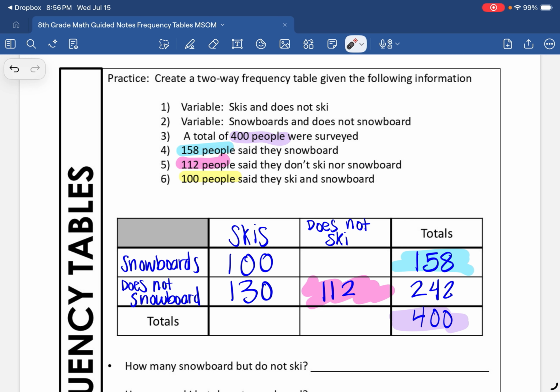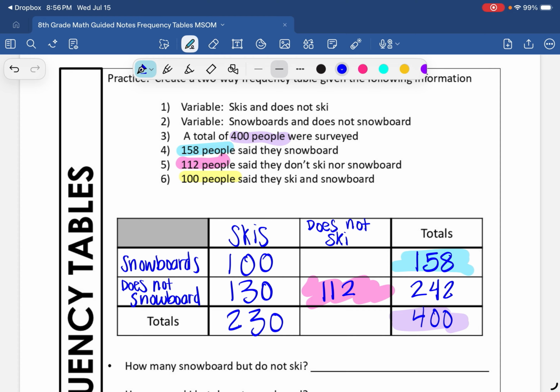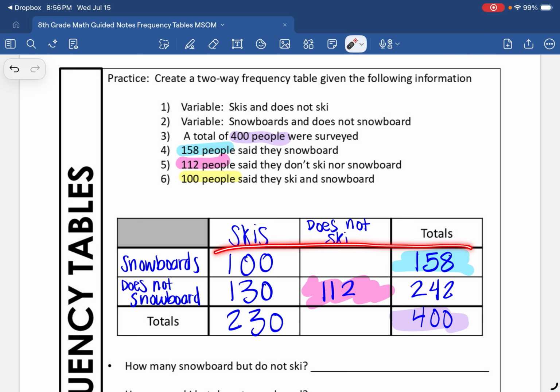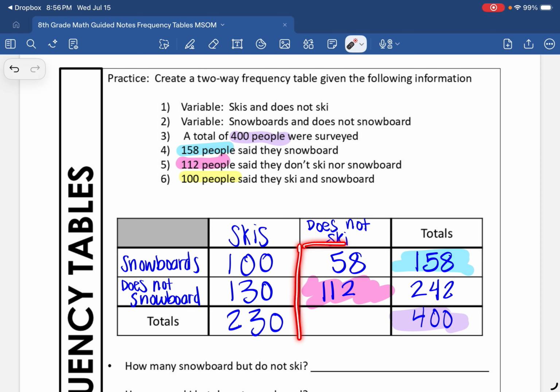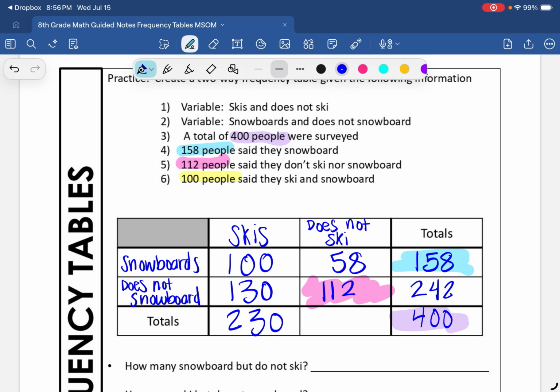Now I can figure out my skis total. Summing 100 and 130 gives me 230. And I can figure out the people who snowboard but do not ski by doing 158 minus 100, and that's 58. And then I can sum up the people who do not ski to get my total. So 58 plus 112 is 170.